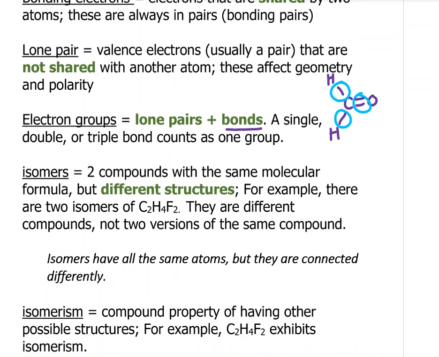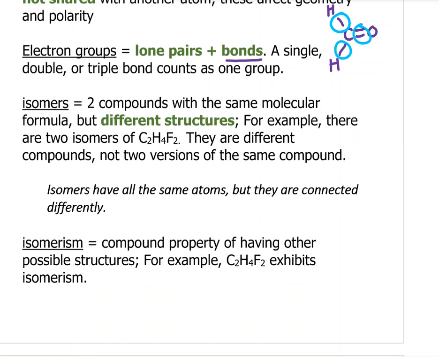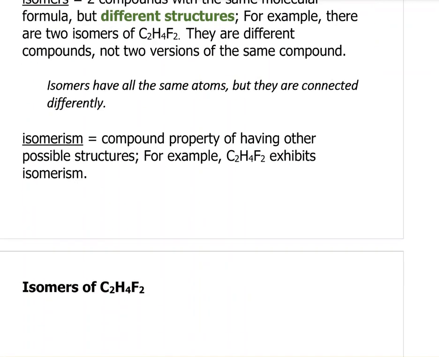Isomers are different compounds, but they have all the same atoms. They're just connected in a different way. We would say that they have different skeletons with all of the same atoms. And I'll do an example in a second. Isomerism is when you have that possibility of more than one structure with all of the same atoms. Typically, isomers are organic compounds, carbon-based compounds.